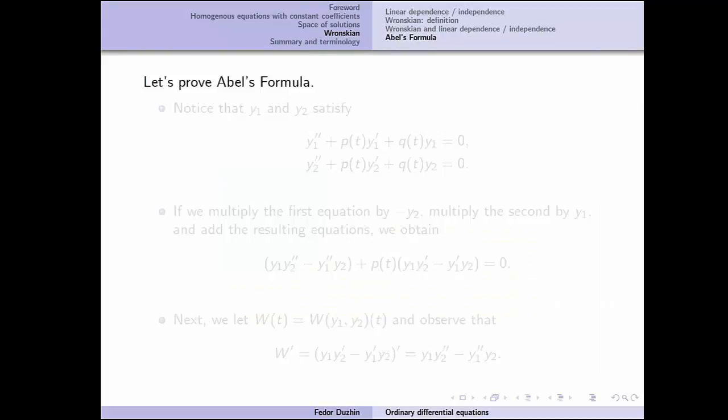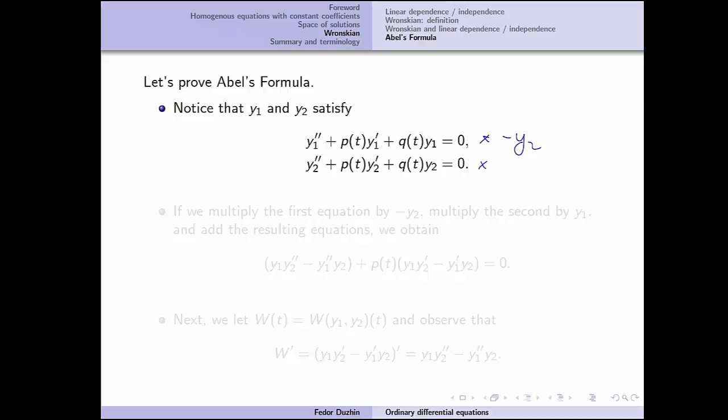Okay, so let us prove this formula. Again, it's very, very nice. Since both y1 and y2 satisfy the differential equation, we can write it down. But then what we are going to do is multiply the first equation by minus y2, and multiply the second equation by y1.